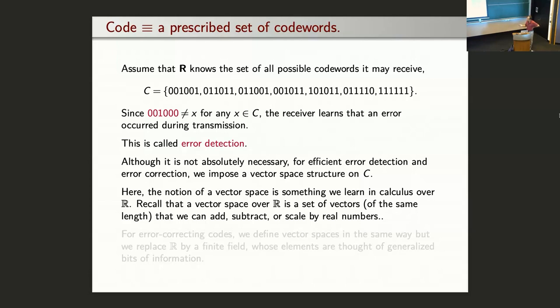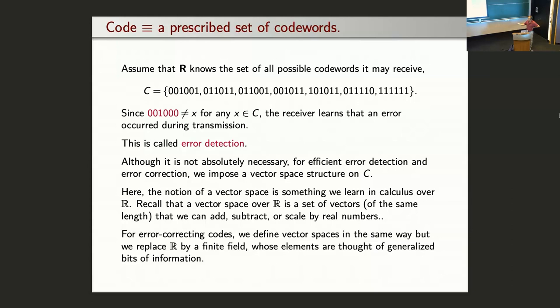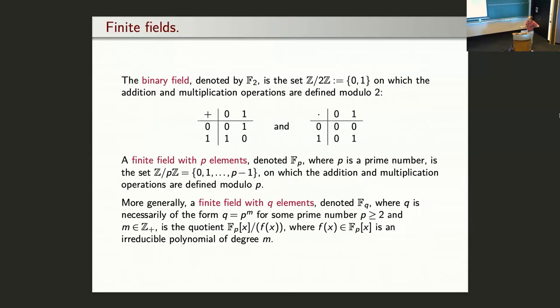In our error correction business, our alphabet does not consist of real numbers, but rather some discrete objects. So I will focus on these discrete objects that behave like real numbers. They are called finite fields. And I'll discuss vector spaces over finite fields. So 0 and 1 are the most basic finite field, which I will denote by F2.